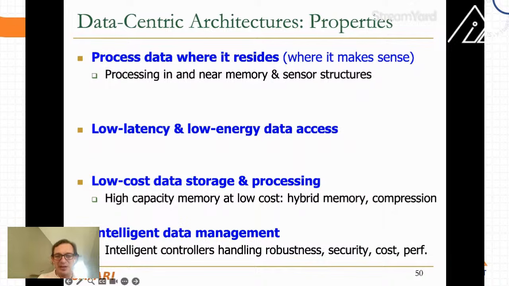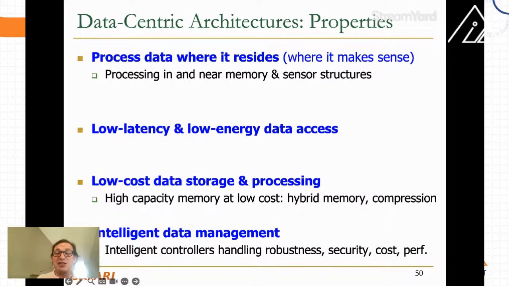I'm going to talk about processing data where it resides, where it makes sense. We're going to talk about processing in and near memory and sensor structures. But on top of this, I think we need to rethink how we design memories and communication units such that we are fundamentally lower latency and lower energy. Because data movement and storing data itself, accessing data itself needs to be much more efficient since data is the most important property that we have.